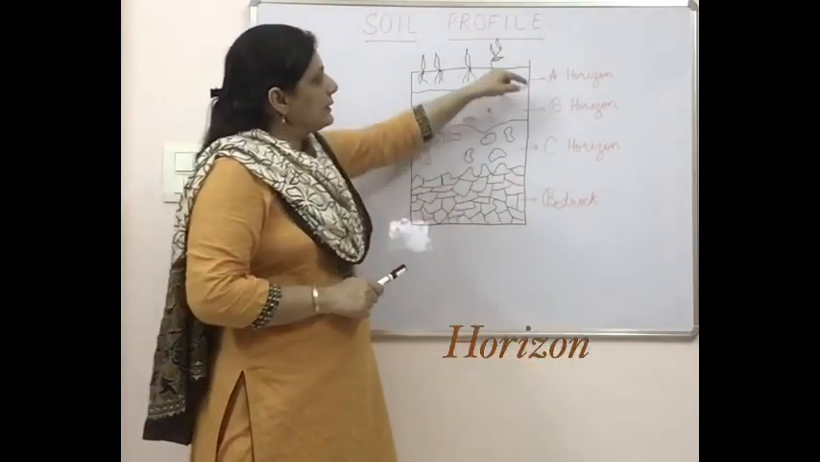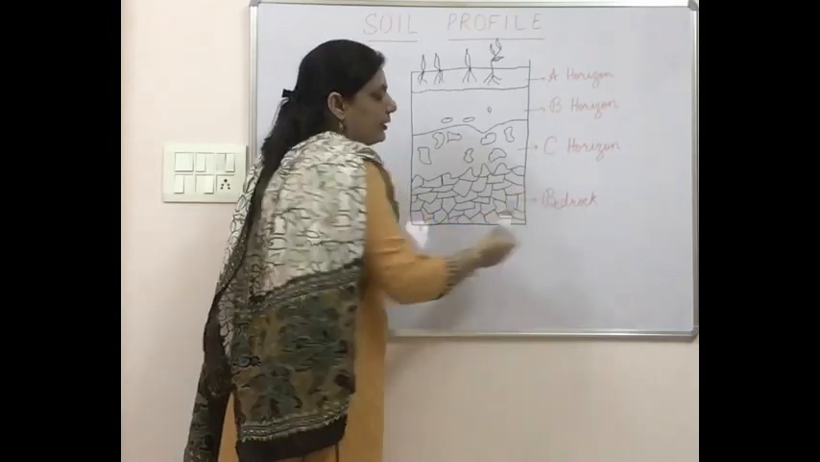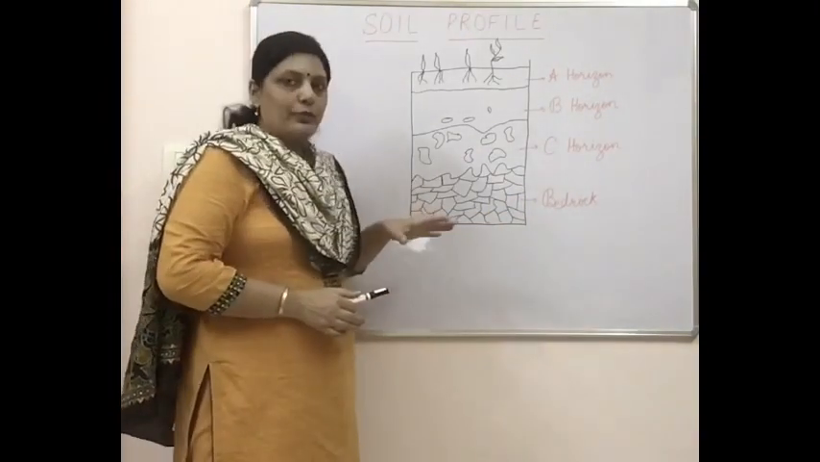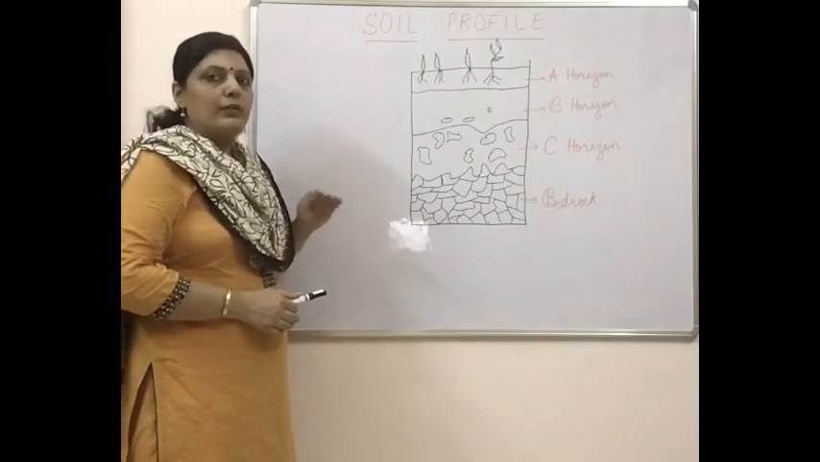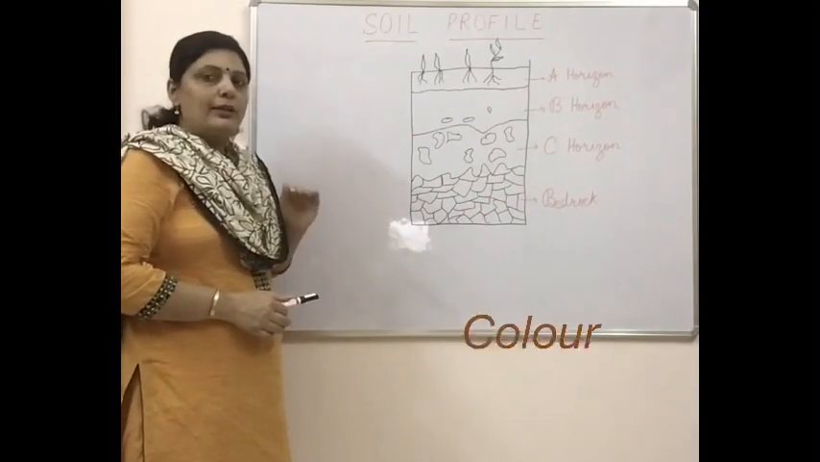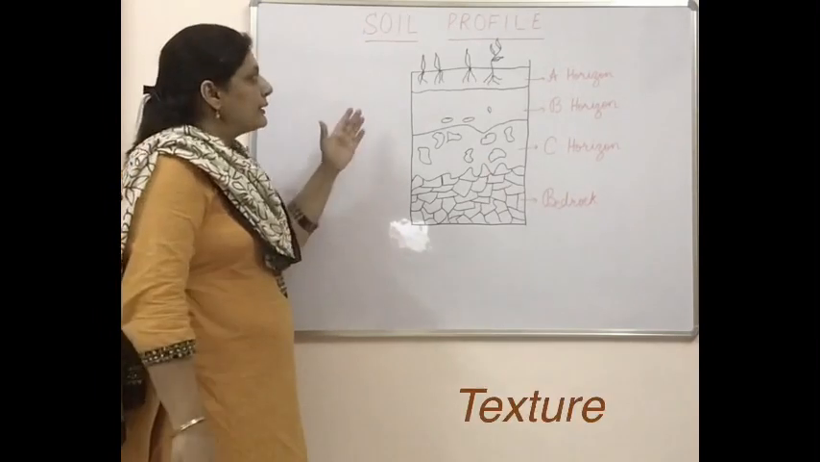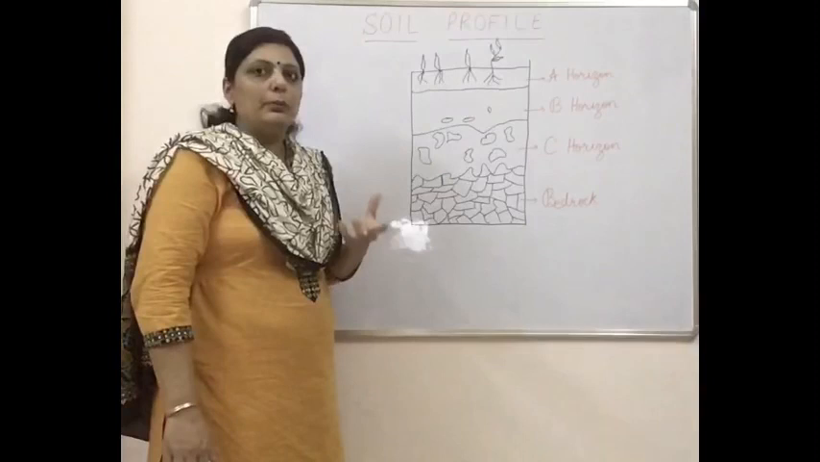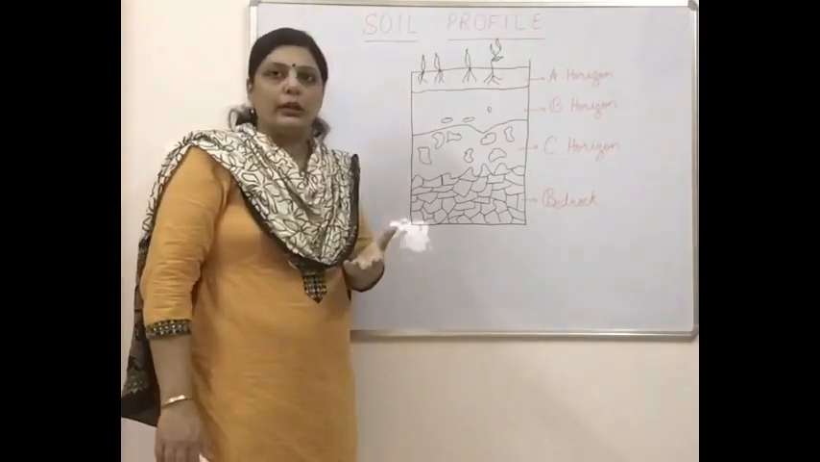Like this is A horizon, then we have B horizon, then C horizon, and then the bedrock. Bedrock obviously means the main base of that particular soil. So, each horizon has its own composition, its own color, and its own texture. So on looking at a particular type of soil, it will be easy for us to identify which horizon the particular soil belongs to.